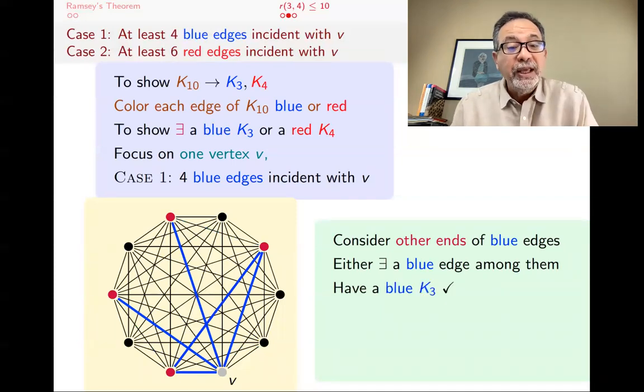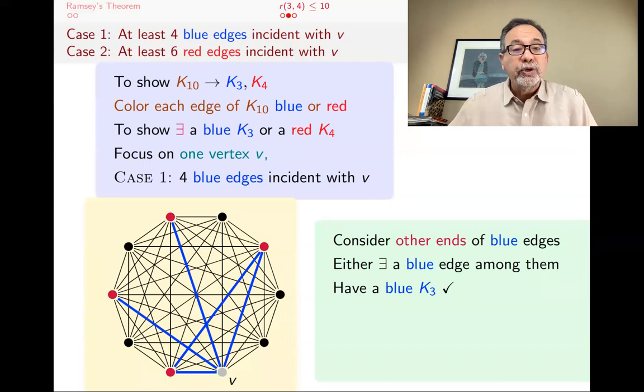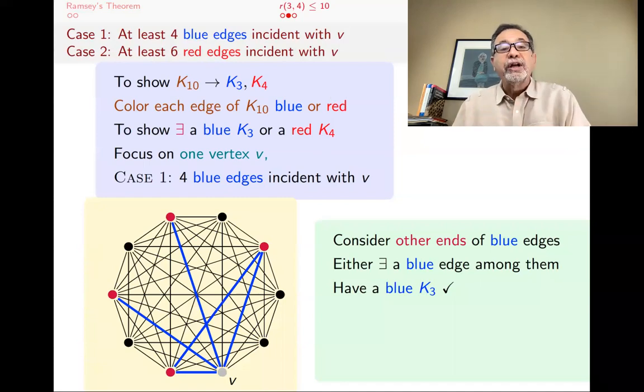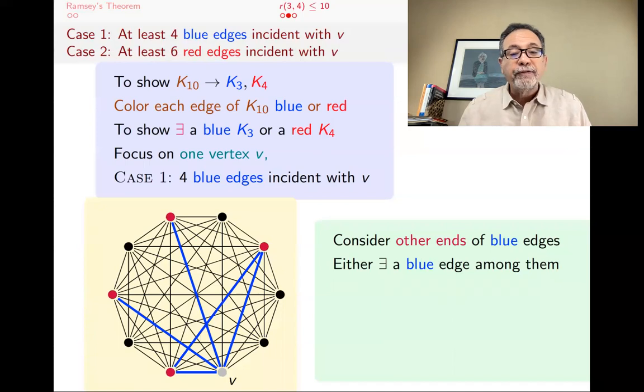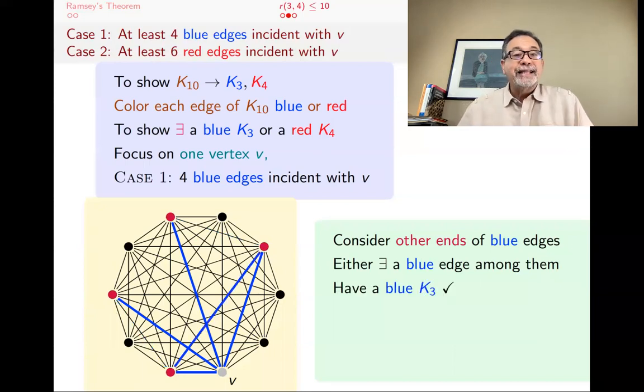And a blue K3 was one of the things that I was wishing for. I was trying to show that K10 arrows to K3 or K4, a blue K3 or a red K4. A blue K3 was one of the things that I wanted. So if one of those edges is blue, then I've got myself a blue K3 and I'm good. But maybe that's not the case.